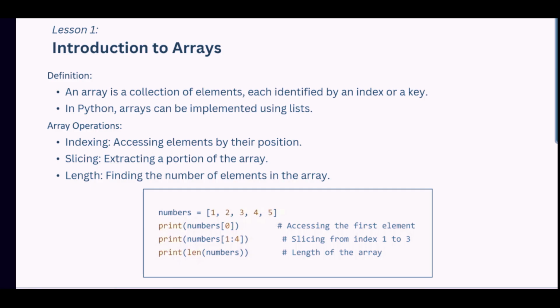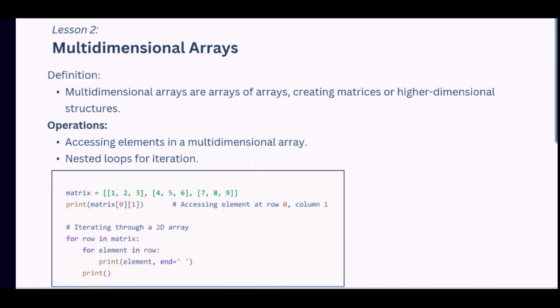So okay, let's move to the multi-dimensional array. Here you can see that we can represent a matrix like this. Here this first subset is representing the first row of the matrix, the second subset is representing the second row of the matrix, and the third subset is representing the third row of the matrix, okay.